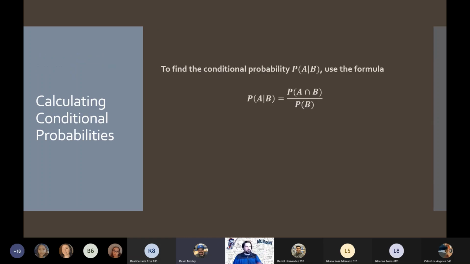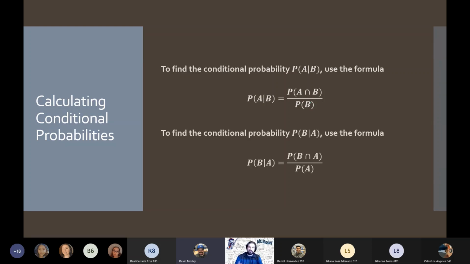So then these are our general formulas. To find the conditional probability of A given B, we use the formula: probability of A given B is equal to the probability of A and B, or A intersection B, divided by the probability of B. If we have that flipped, to find the conditional probability of B given A, the formula is probability of B given A equals probability of B intersection A divided by probability of A. Something to notice is that the thing that is given, the event B here, is the event whose probability goes into the denominator spot by itself.